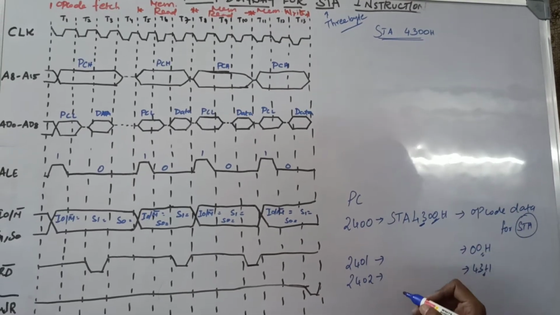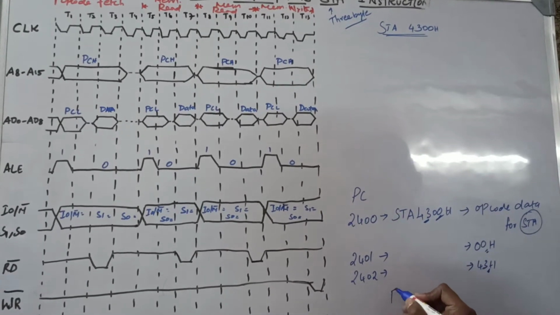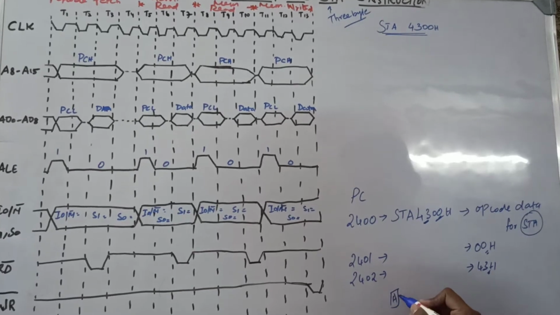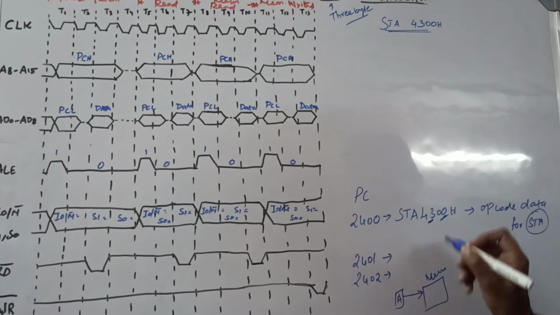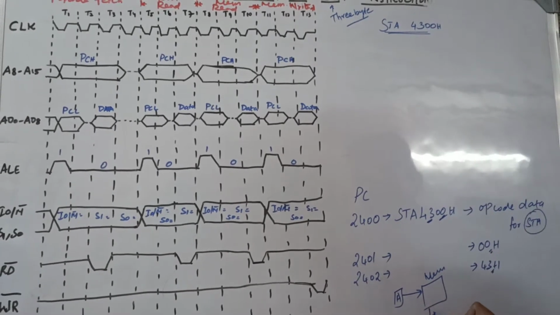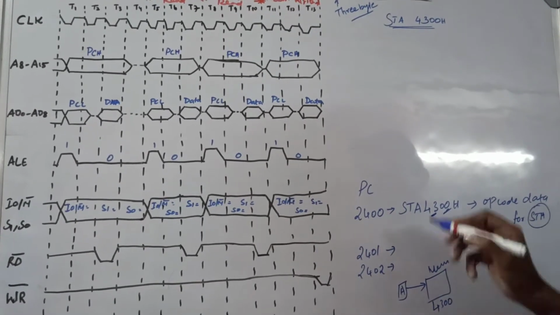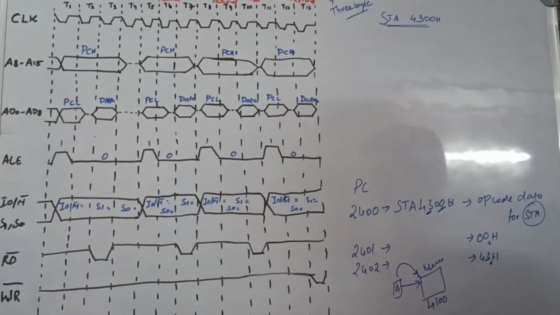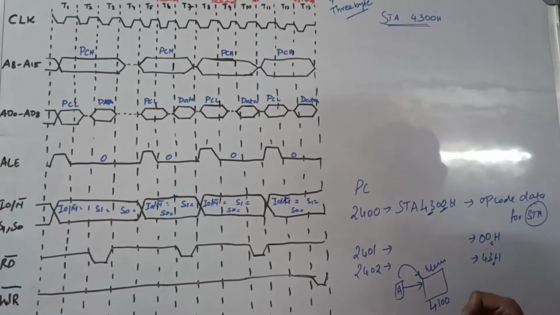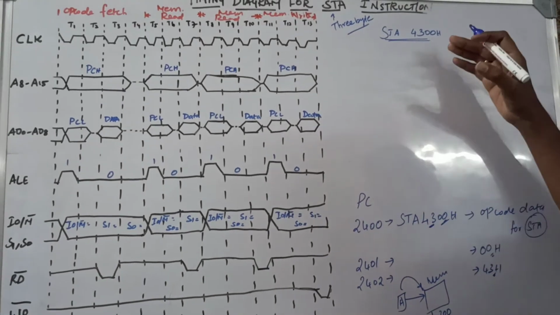Then the basic function of the instruction: whatever value is present in the accumulator, that content is transferred to the memory location. The specified memory location is 4300. So after execution of this instruction, the accumulator content is transferred to the specified memory location. Next we find the machine cycles.